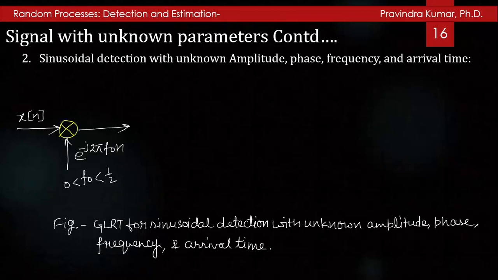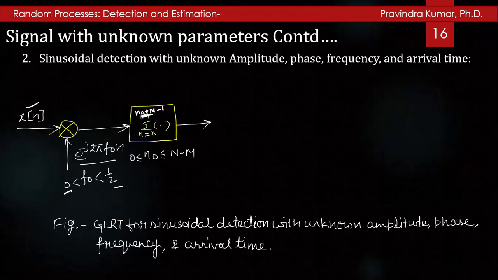First you will have to take the data, then correlate it with, or combine it with, the exponential signal e to the power minus j2 pi f naught n, where f naught is between 0 and 1 by 2. Then take the summation from n naught to n naught plus N minus 1. Then take the whole square of this term.